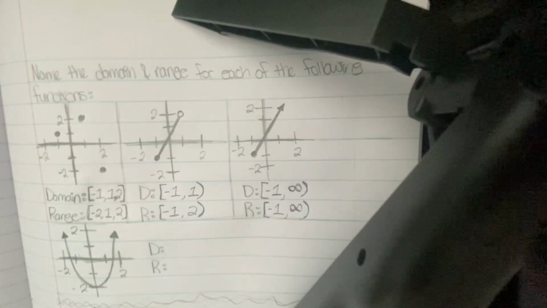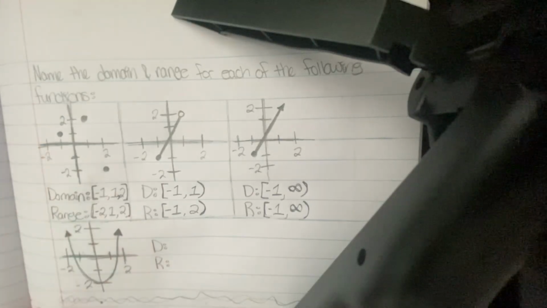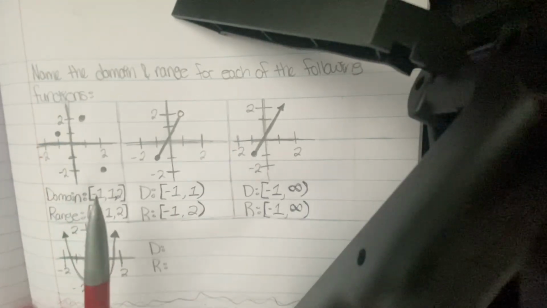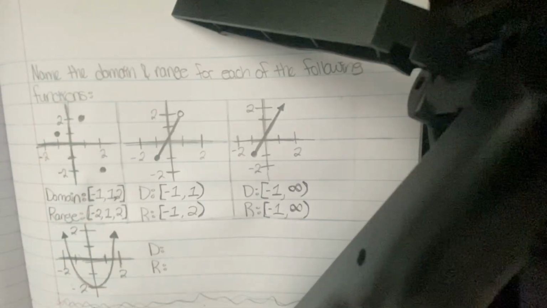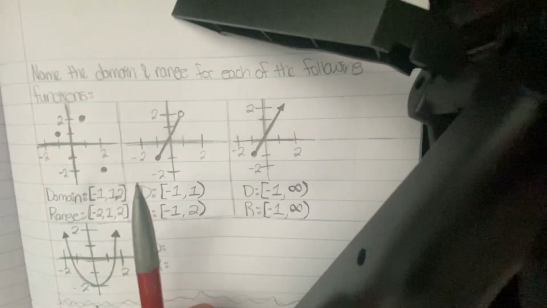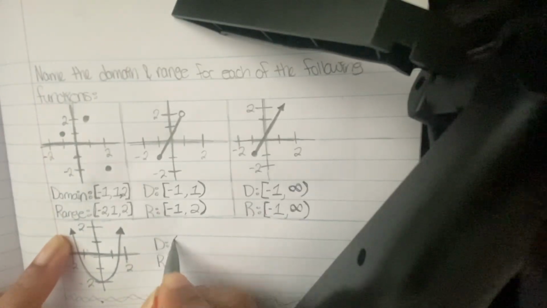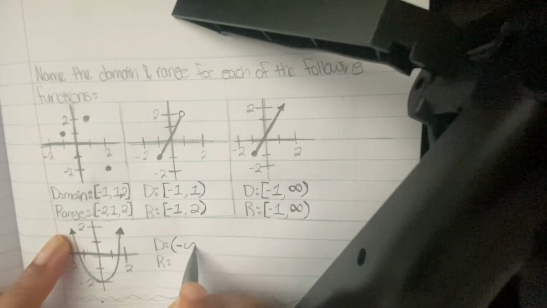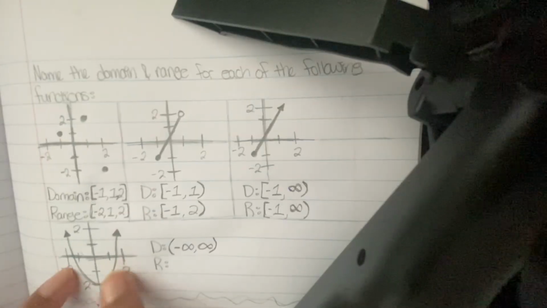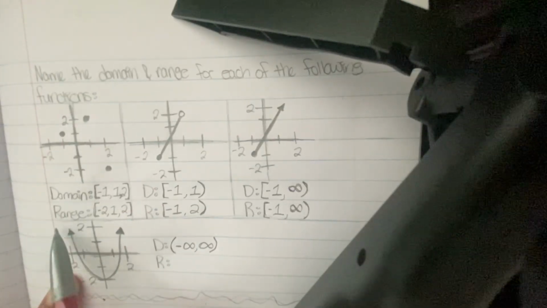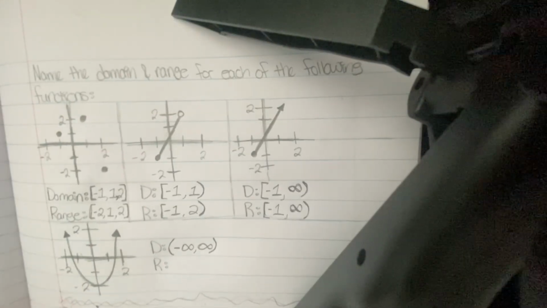Now for the final one, the domain is going all the way this way and all the way this way. Like we said, even though these aren't going fully horizontal, they're also not going fully vertical, which means that the domain is -infinity, which means we use a parenthesis, all the way to +infinity because we can't reach either one of these. So all the way there to all the way here. It goes all the way left to all the way right.